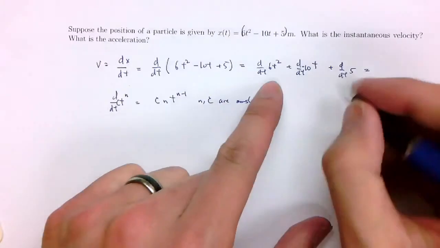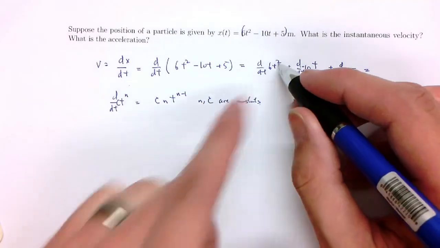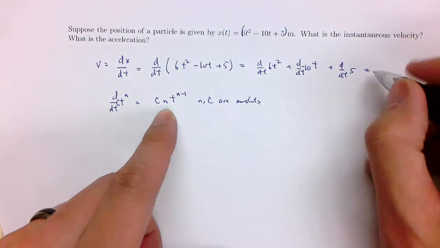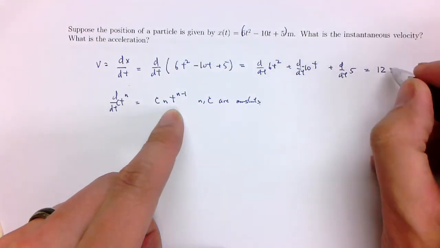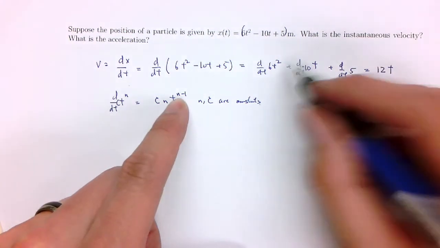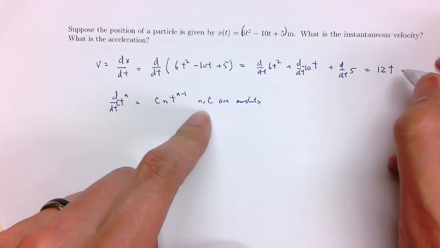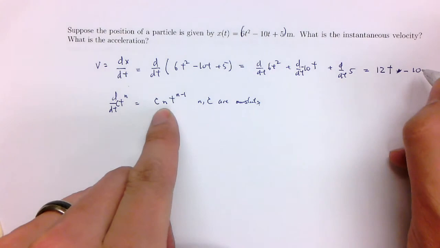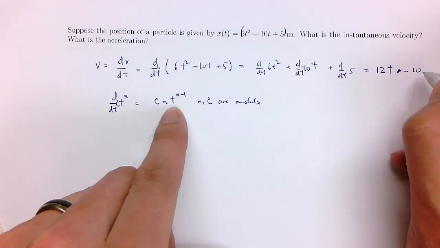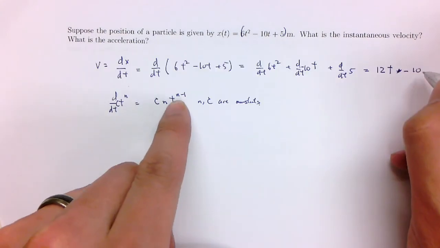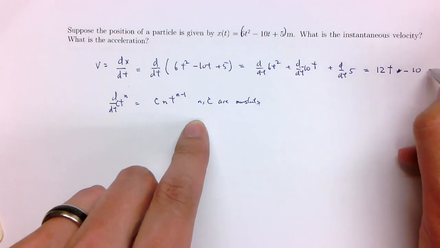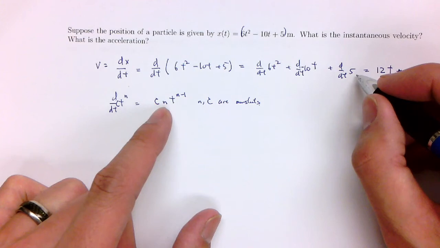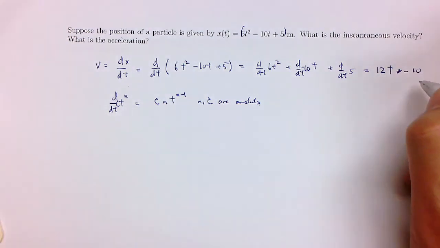So let's do it one by one. For 6t squared, 6 is c and n is 2, so 6 times 2 is 12, and t to the n minus 1 is t to the 2 minus 1, which is t. That gives 12t. For the 10t term, it's minus 10 times 1 times t to the 0, which is just minus 10. For the last one, c, which is 5, times 0 is 0, so the last term goes away.